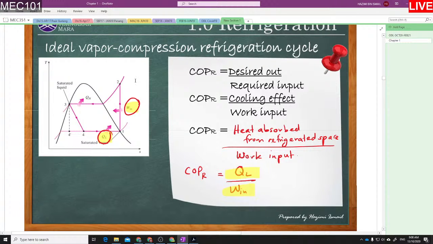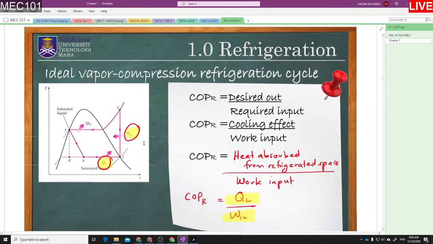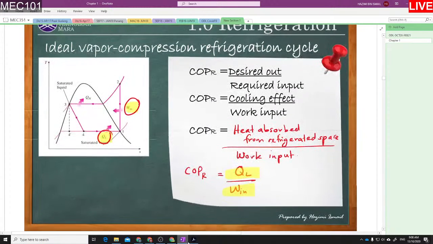So ingatlah ni apa COP ni akan ditanya dalam setiap soalan yang related to this chapter. What is the COP of the system? QL bagi dengan work in. Macam tu je. QL bagi dengan work in. Cuma macam mana dapatkan nilai QL? Okay, yang tu kita akan belajar sekejap lagi. Rehat dulu 5 minit. Okay, take your break.